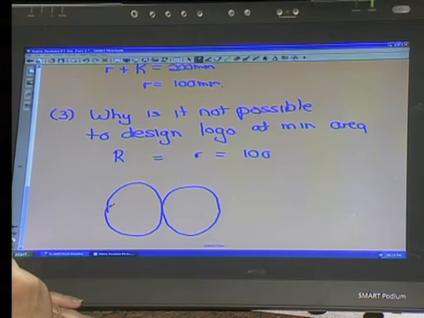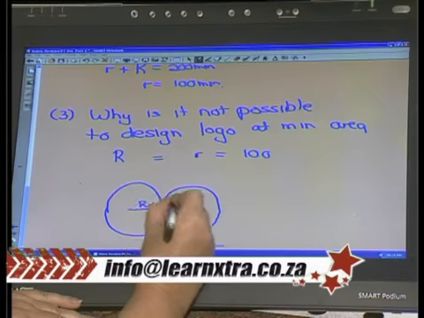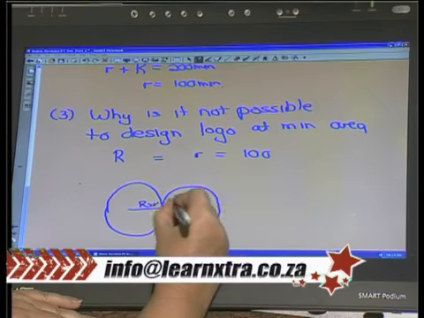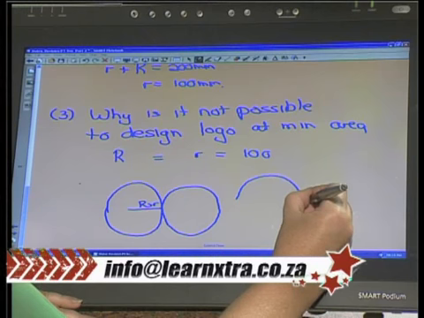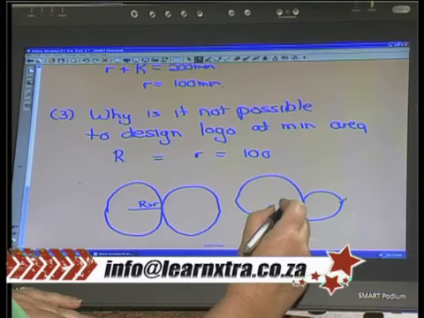Excuse my circles. And so the big R would equal the little r. And so you agree with me, it wouldn't take that nice logo shape that they originally put in the question. It wouldn't look like that. So that's why it's not possible to design that logo with that shape and get a minimum area. You would have to have it looking like this.